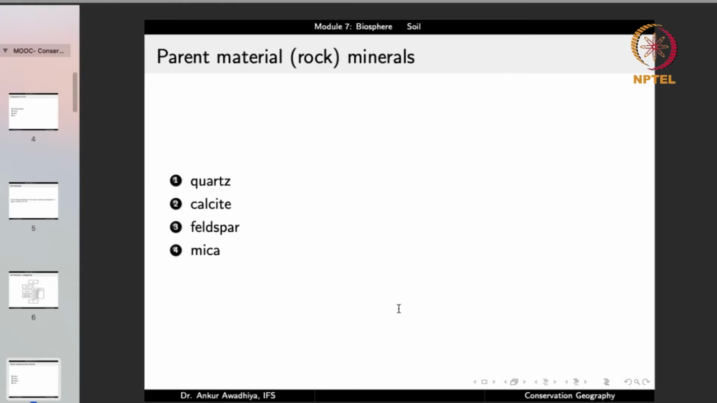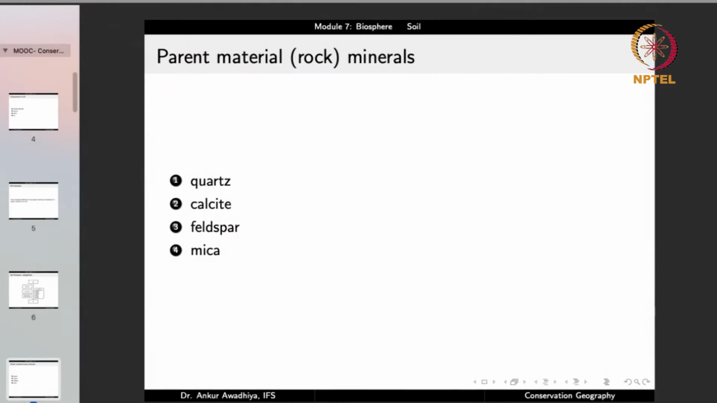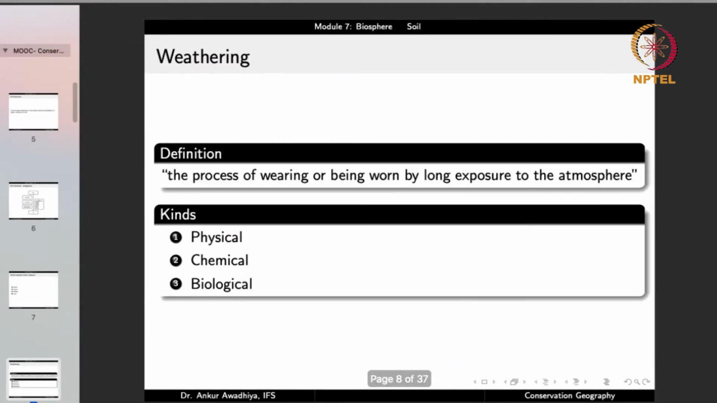Now when we talk about soil, what are the parent minerals that are found in the soil? The parent materials are derived from the rocks, and the primary materials include quartz, calcite, feldspar and mica. So these are the four minerals that form the majority of the mineral component of most of the soils. So these are the four minerals that we commonly find in different soils.